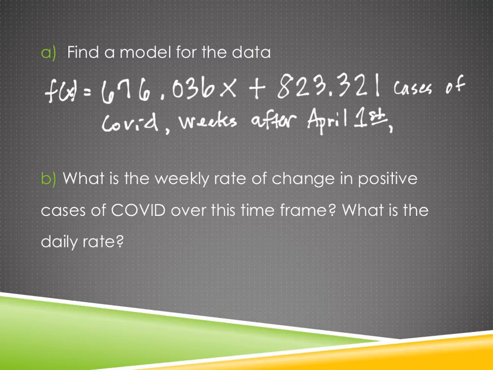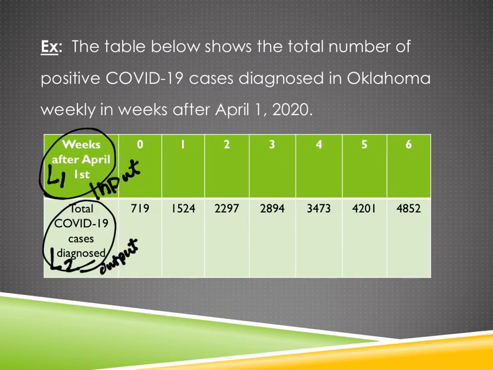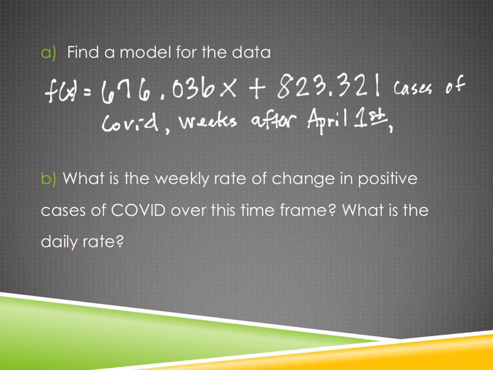The last thing I need is an input interval. The cool thing is that when you're given a table, the input interval is actually given there as well. It's 0 to 6. It's the inputs that you put into L1. So we would say 0 less than or equal to x less than or equal to 6. This is a complete model.